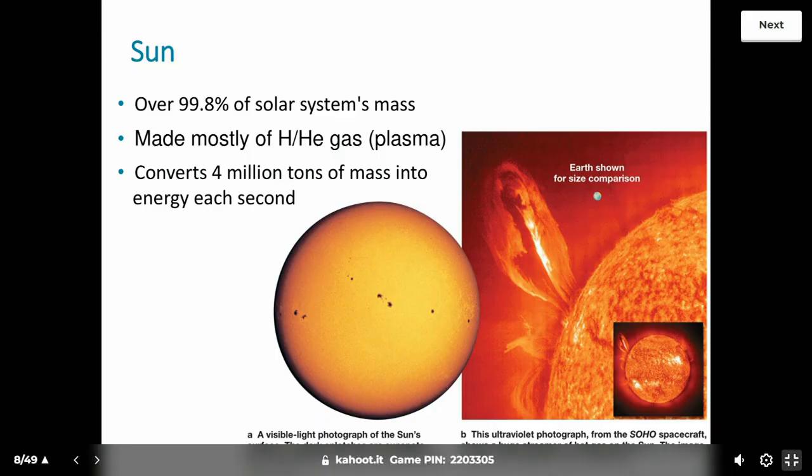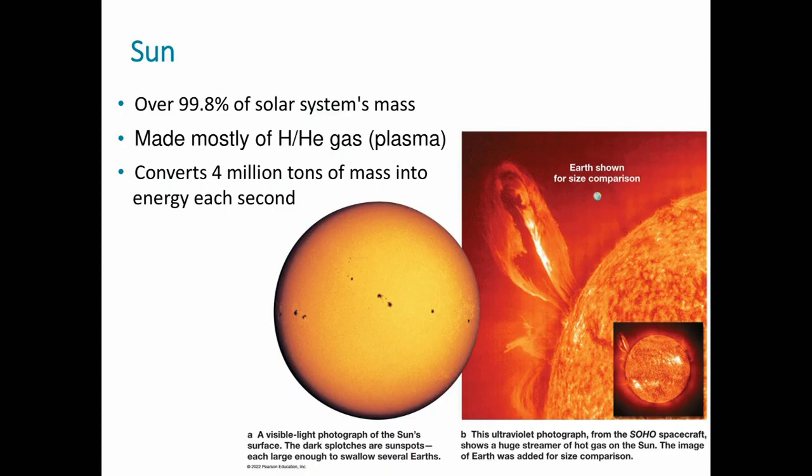So if we start from the center of our solar system and work out, we'll start at the sun. The sun is 99.8% of the mass of the solar system. So really, if you want to study the solar system, you would only study the sun. That's most of the stuff that makes up the solar system. It's mostly made out of hydrogen and helium gas, and further in the interior of the star is plasma.